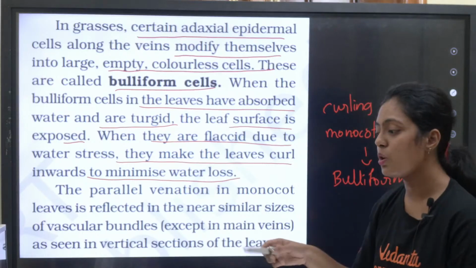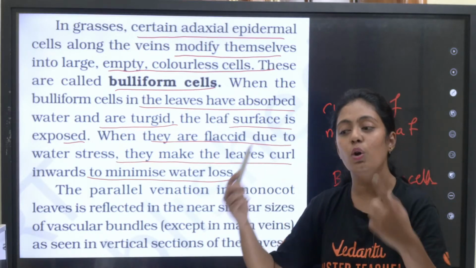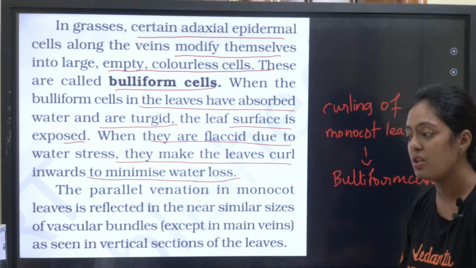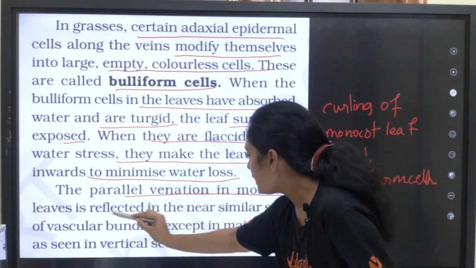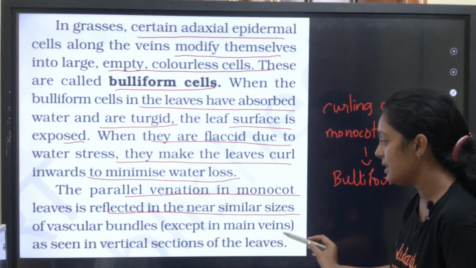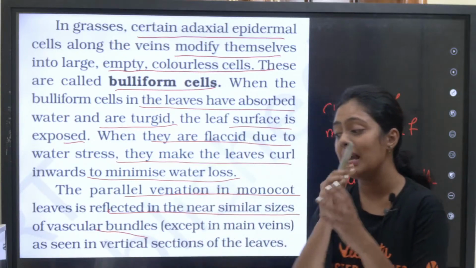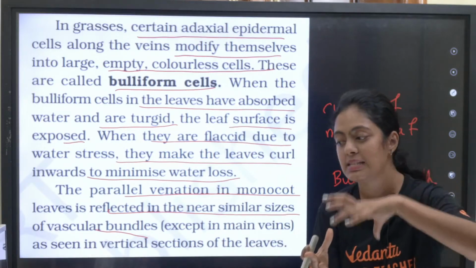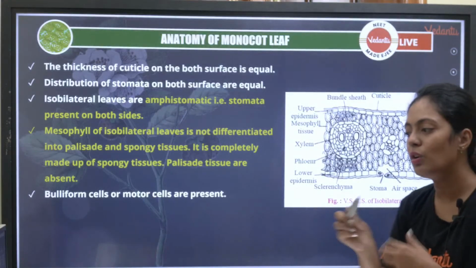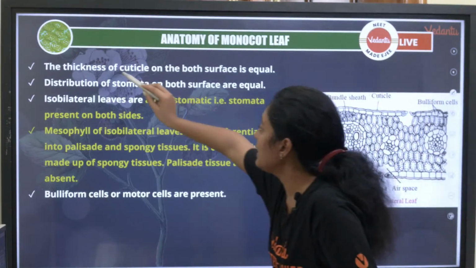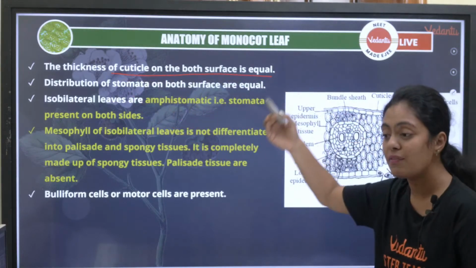When the leaves curl, it is going to prevent water loss, or minimize transpiration. Okay, so the parallel venation, I already told you, in monocots is reflected in the near similar sizes of vascular bundle, because all vascular bundles are of the same size. Yes, now we'll try to understand a little more information. The thickness of the cuticle on both surfaces is equal.